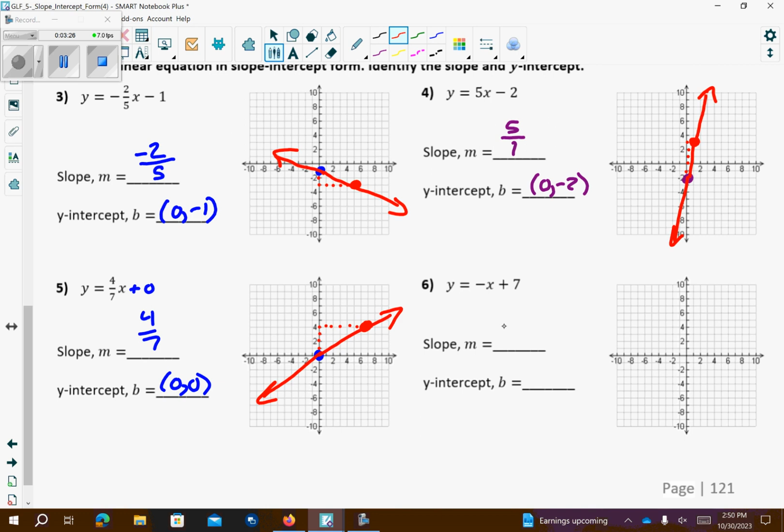Our slope on this one is going to be -1/1. Okay, realize when you don't have a number sitting there, there's really a 1, and you want to put 1 as a fraction. Our y-intercept is going to be (0, 7). So (0, 7) is up here. And my slope, I'm going to go down 1, right 1. Connect the dots. And there's your line.